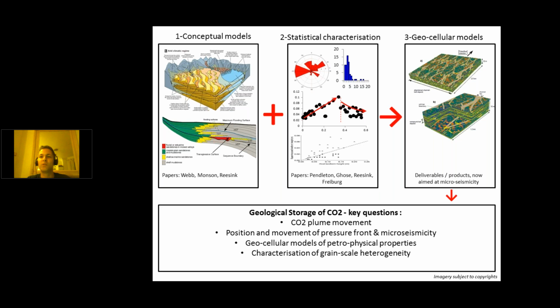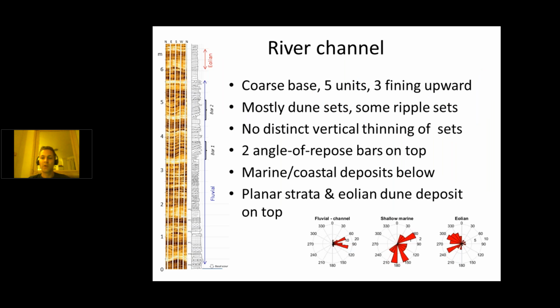We build that into 3D geocellular models, and we use all of that to answer some of the questions about CO2 plume movement, pressure fronts, microseismicity, and so on. And that's the rationale for looking at these kinds of rocks. So within the rocks that we are studying, and it is all relatively nicely sorted sandstone, we've got a beautiful river channel. And so this is a pre-vegetation river channel in the Cambrian. The channel deposit has a coarse base.